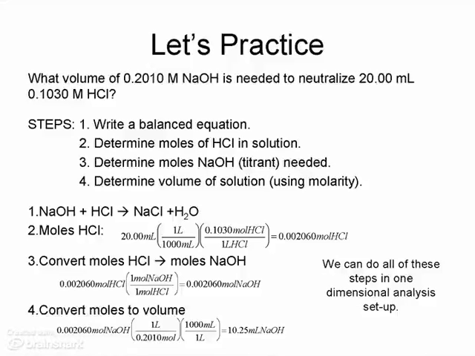0.002060 moles of NaOH. Now that we have the moles of NaOH and we know the concentration from the problem, we can convert to volume. So we have the moles, we multiply that by 1 liter per 0.2010 moles of NaOH, and then we convert that to milliliters, and we get 10.25 milliliters of sodium hydroxide. So we need 10.25 milliliters of base at 0.2010 molar to neutralize 20 mL of 0.1030 molar acid.